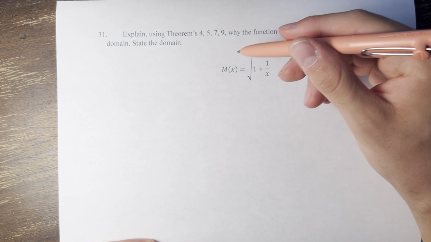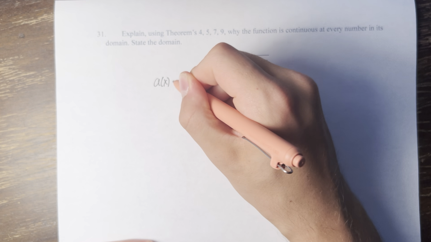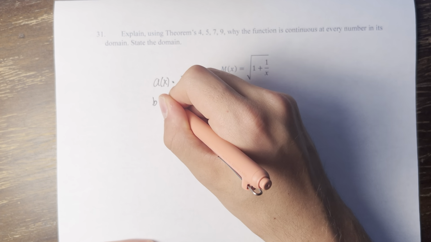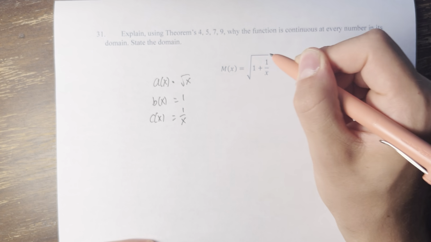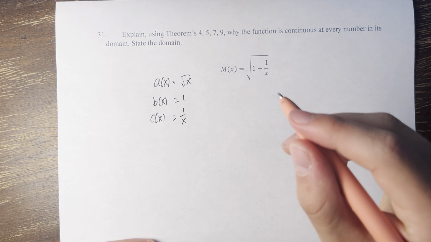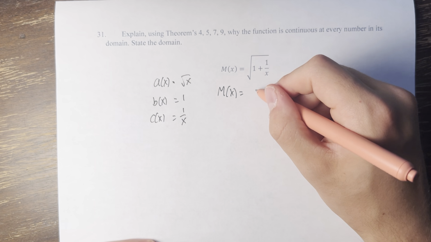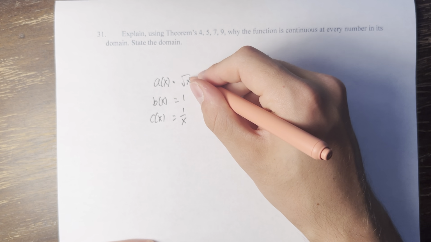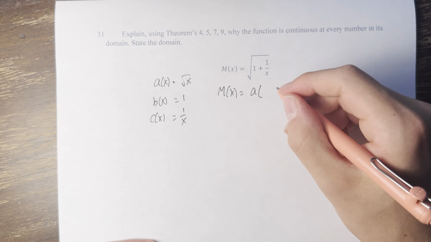So what we're going to do is split this up into different functions. We're going to say we have a of x is equal to the square root of x, b of x is equal to 1, and c of x is equal to 1 over x. And this is going to be equal to m of x. We're taking the square root of something, so this is a of something. What is inside? It's not an x, it's 1 plus 1 over x. So it's b of x plus c of x.